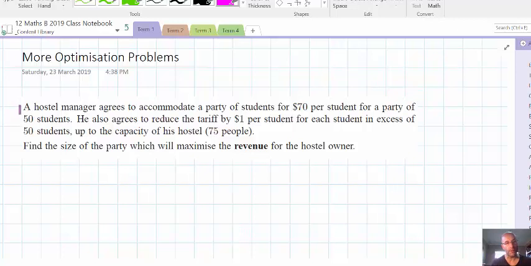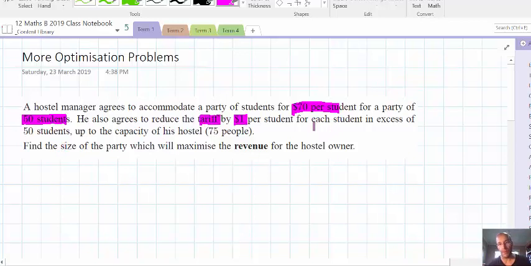The first one: a hostel manager agrees to accommodate a party of students for $70 per student if the party is 50 students big. He also agrees to reduce the tariff, that's the cost, by $1 per student for each student in excess of 50, so if it's over 50 in number, up to the capacity of the hostel, which is 75. Find the size of the party which will maximise the revenue for the hostel owner.